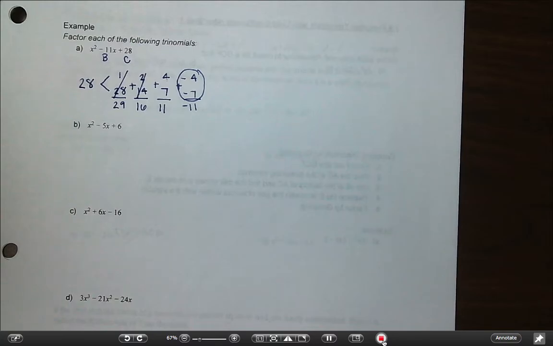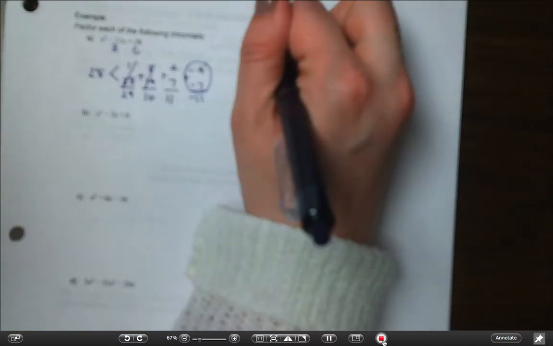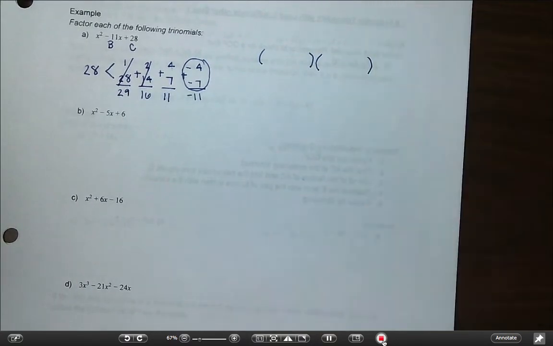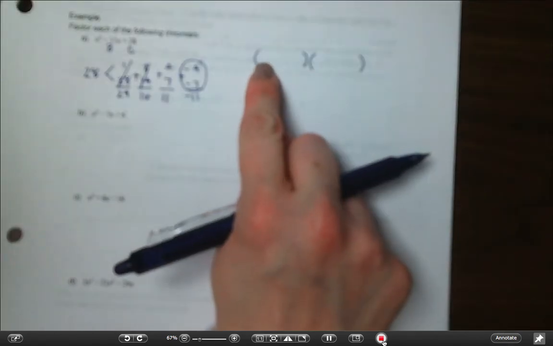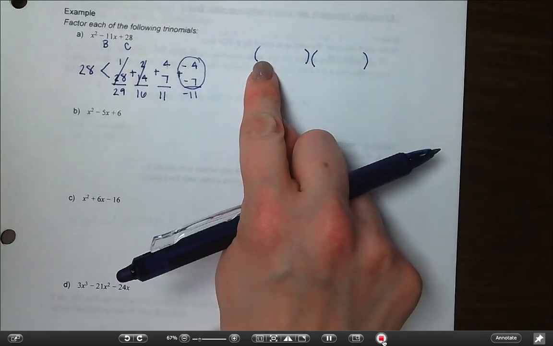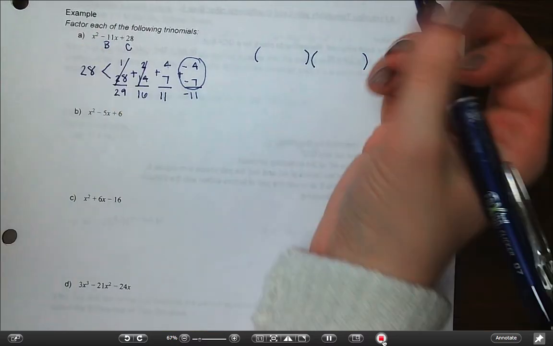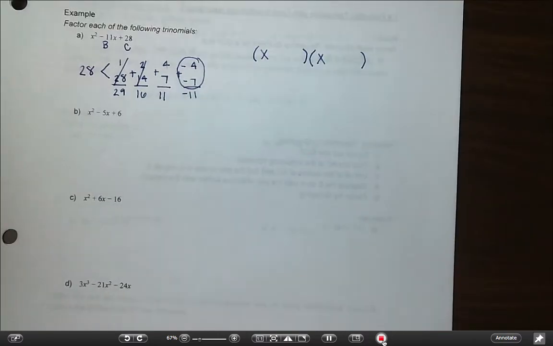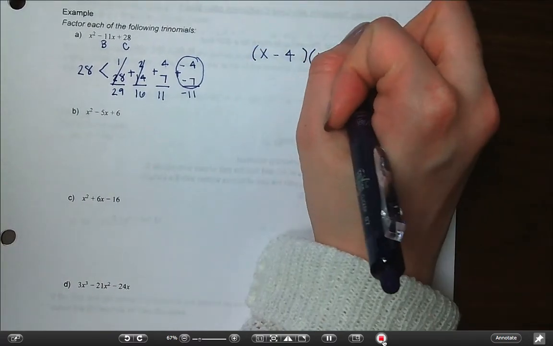So the way we go ahead and factor this trinomial is we write two sets of parentheses. And remember, when we FOIL, we take our first two and multiply. Well, what two things multiplied by each other give us x squared? x and x. And then you're going to fill in the factors you just found. So negative 4 and negative 7.